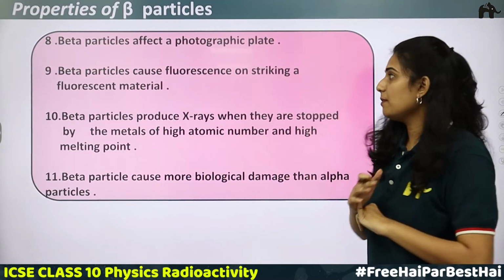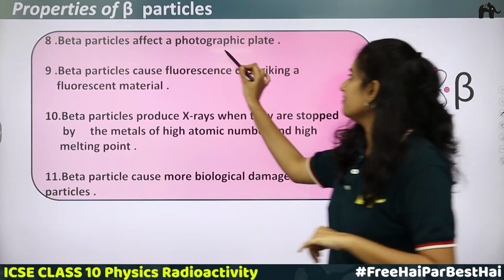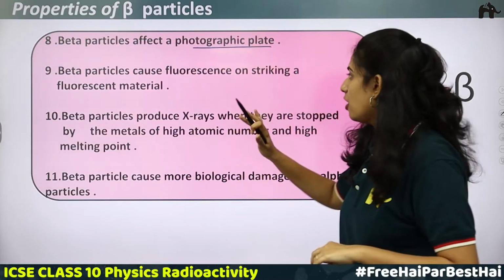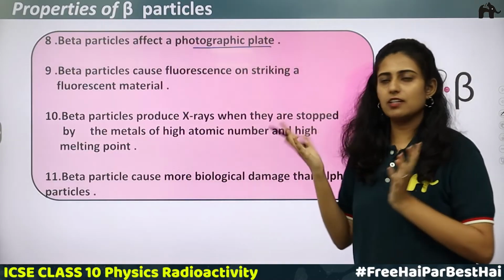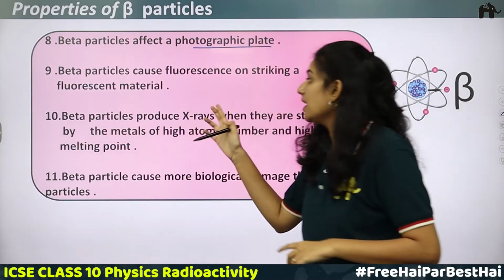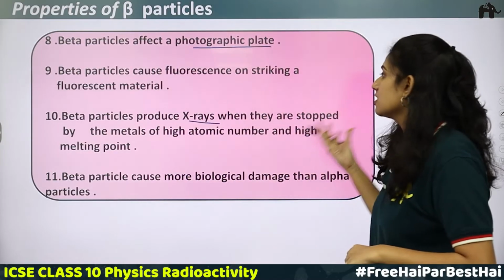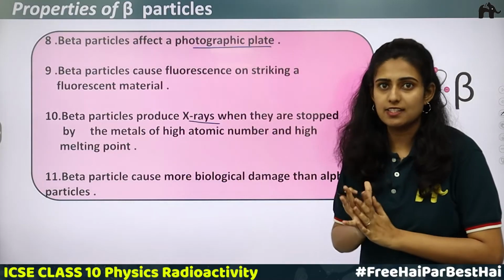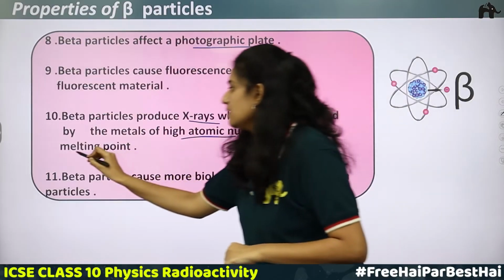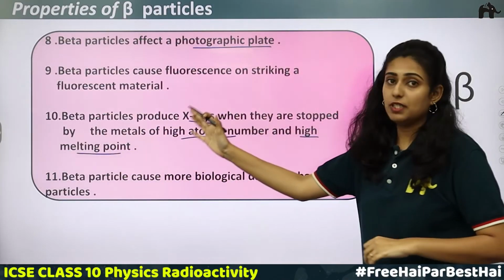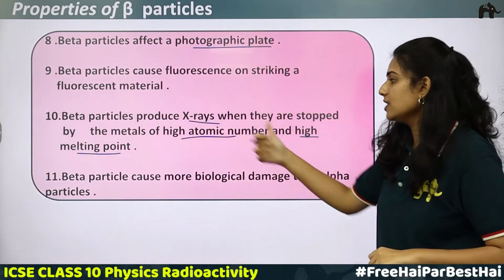Okay, like alpha particles, beta particles also affect the photographic plate, images can be formed. Next, beta particles cause fluorescence on striking a fluorescent material. We understood what is fluorescence. Next, beta particles produce X-rays when they are stopped by metals like tungsten, which is of high atomic number and high melting point. We can use beta particles on such metals to produce X-rays.